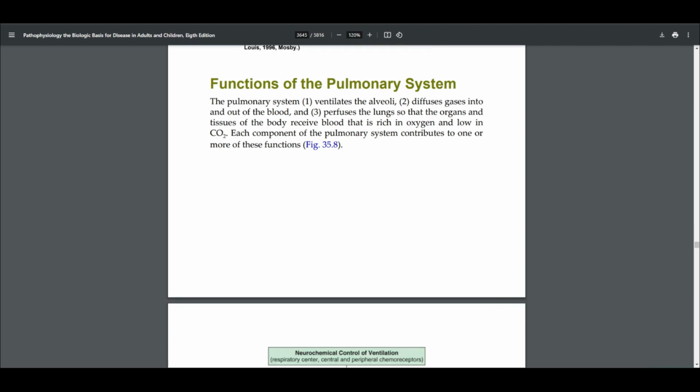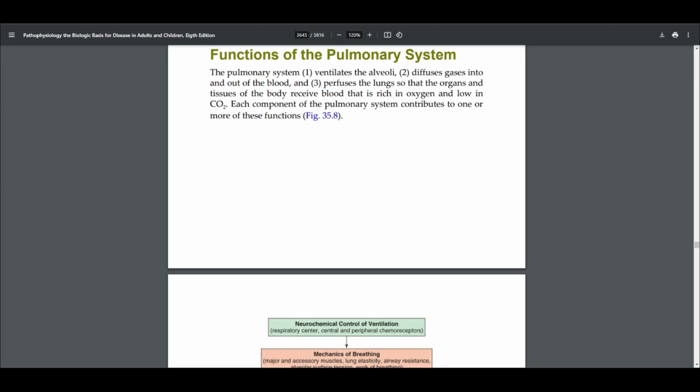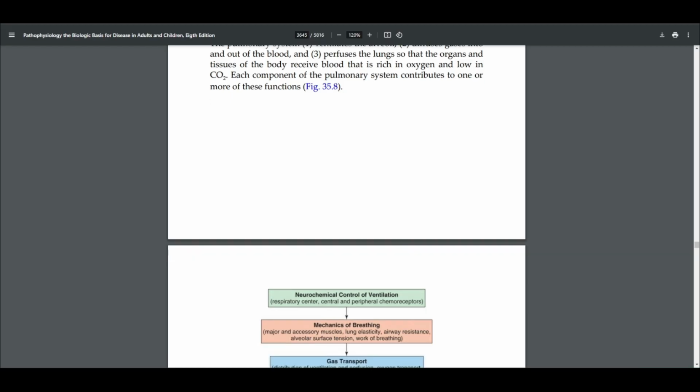So, functions of the pulmonary system. Again, the pulmonary system ventilates the alveoli, diffuses gases into and out of the blood, and perfuses the lungs so that the organs and tissue of the body receive blood that is rich in oxygen and low in carbon dioxide. Each component of the pulmonary system contributes to one or more of these functions.